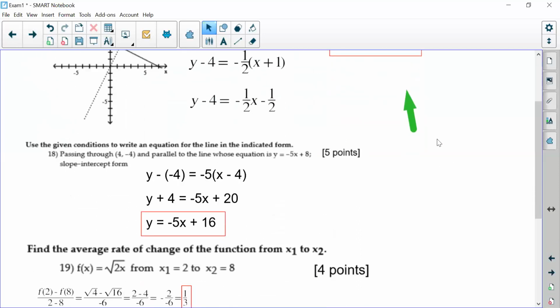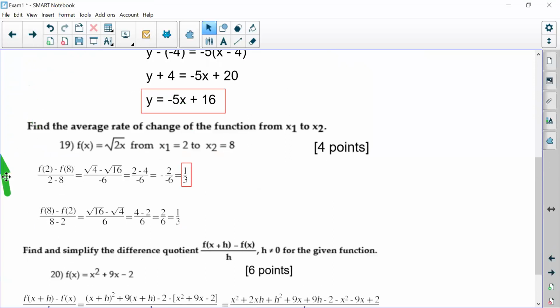Number 18, write an equation of a line in the indicated form. This is slope-intercept form again, parallel to -5x plus 8. So if it's parallel, it has the same slope, -5. And if it goes through (4, -4), then I use point slope form to start off, simplify a little bit, and then solve for y. I get -5x plus 16 as my final answer.